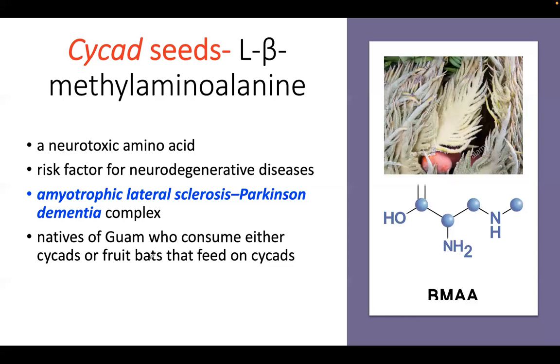Now, this is highlighted in your textbook, the Cycad seeds. This is a Cycad, and it has seeds which contain neurotoxins. These neurotoxins are very important because they are risk factors for neurodegenerative diseases. There are two neurodegenerative diseases mentioned in the textbook. Number one is ALS, or amyotrophic lateral sclerosis, and number two is PD, or Parkinson's disease. Memorize this for your exam.